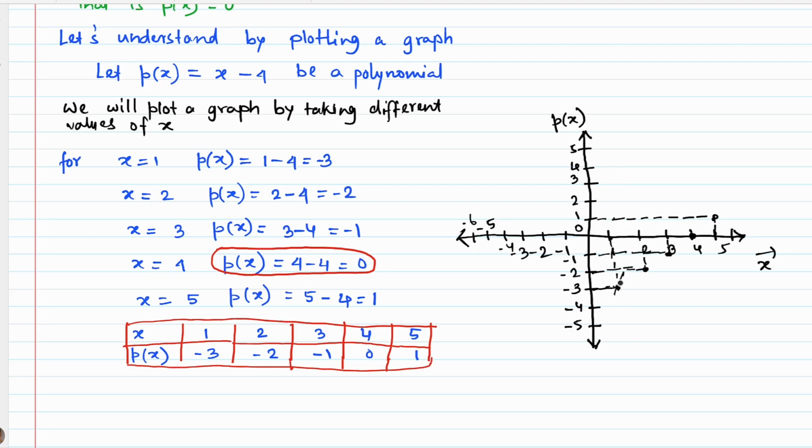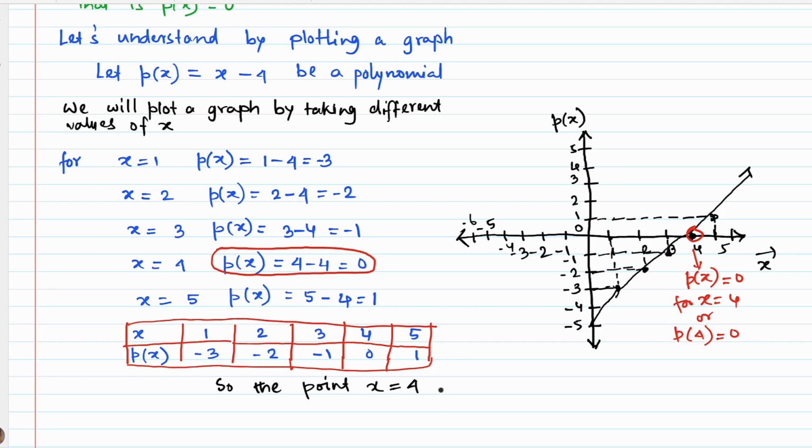Now if I complete this graph, if I connect the points, sorry, it's a little bit difficult to plot the graph, but anyway, when I plot the graph, we can see that the straight line is touching the x-axis at point 4. So this is the point where the value of p(x) becomes equal to 0 for x equal to 4. So x equal to 4 is the zero of the polynomial, and we can see in the graph it is touching the x-axis at point 4.